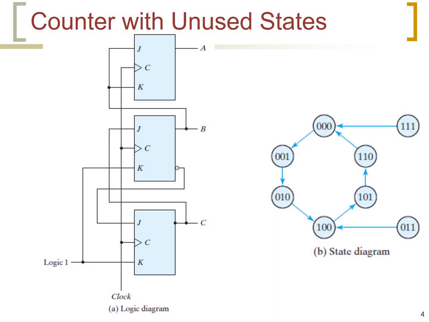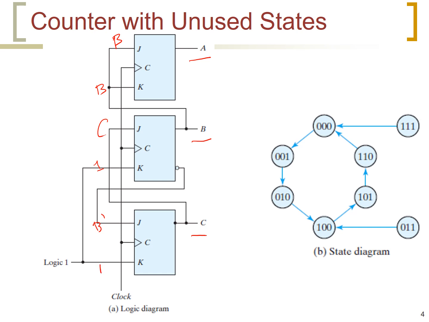We find Karnaugh maps for each of the J and K inputs of the flip-flops, and then draw the logic diagram, which we see here. So for flip-flop A, the input J is equal to B, and K is also equal to B. For flip-flop B, J is equal to C, and K is equal to logic 1. That's what we find from the previous values of J and K. And finally, for flip-flop C, J equals B prime, and K is equal to logic 1.